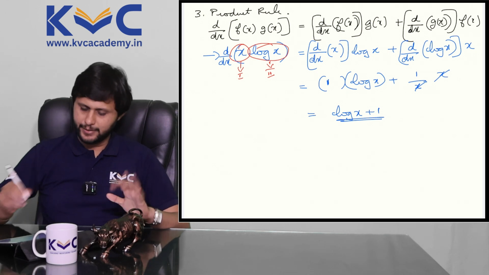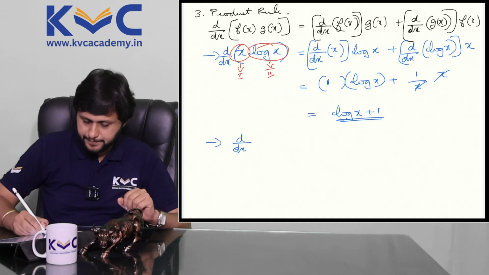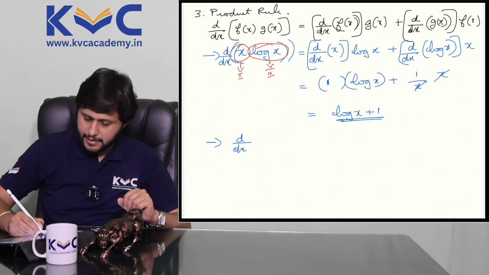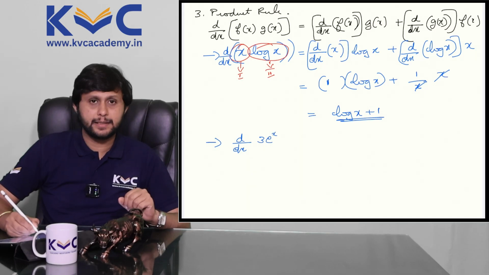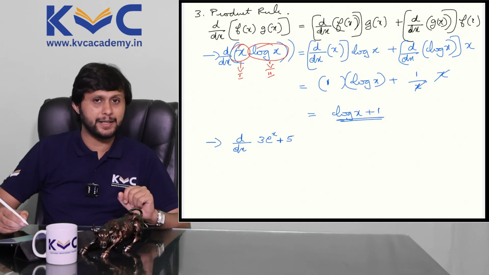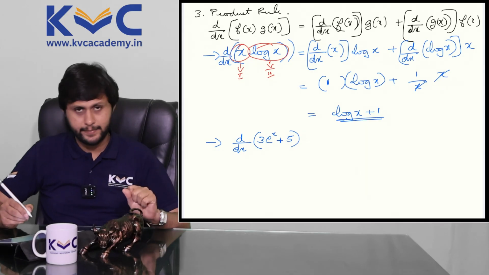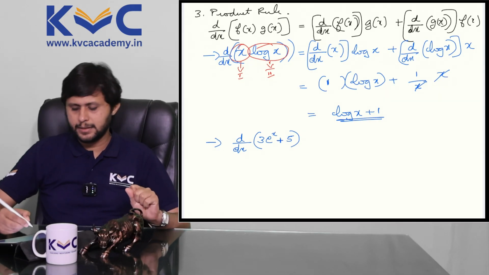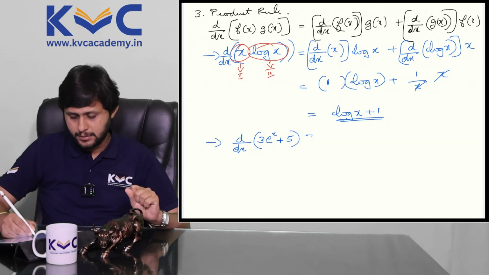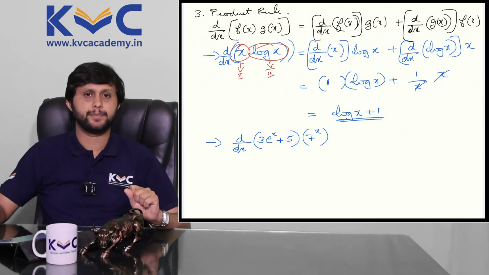One more is required, right? To understand it better, let's say we have to differentiate 3 e to the power x plus 5. I'm taking it slightly to the higher level. Okay. And then this should be taken with the product of 7 to the power x.